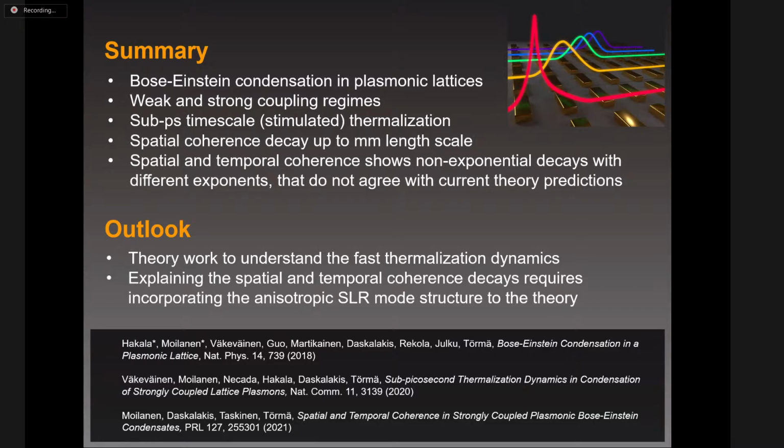So compared to microcavity polariton systems, at least in our case, the polaritons have this plasmonic component as well, right? So there is some difference in the nature of the quasi-particles that undergo the condensation. Also, in the mode structure, our system is highly anisotropic compared to planar microcavity polaritons. So the modes have these two distinct polarizations that can also be easily manipulated by the array structure.